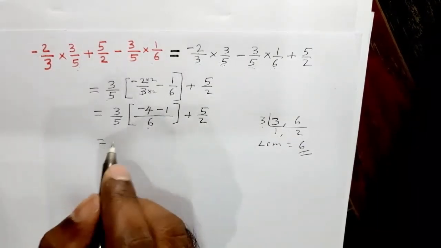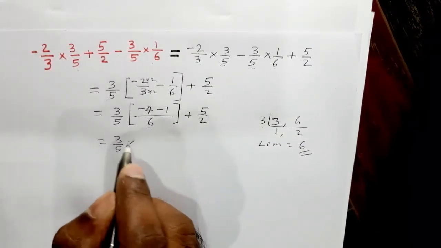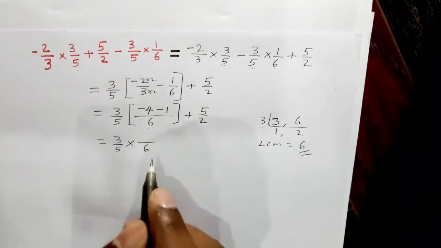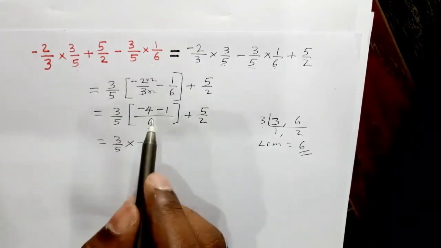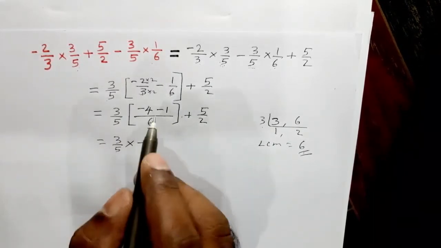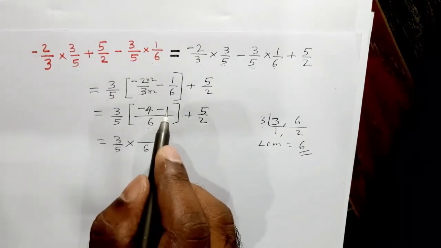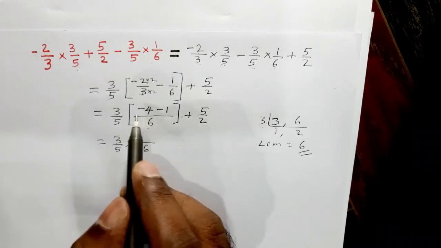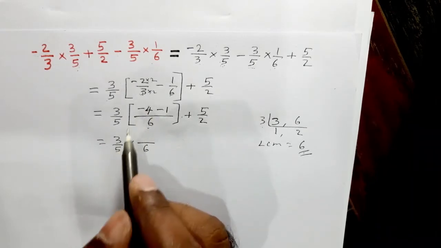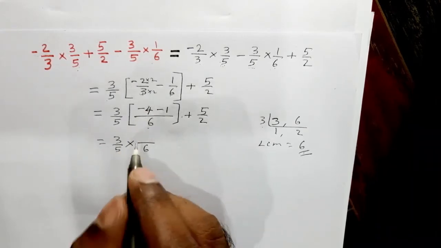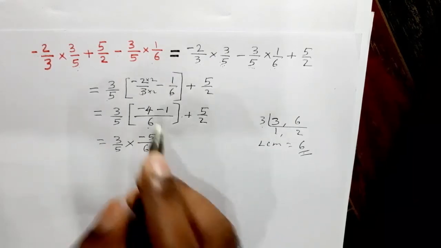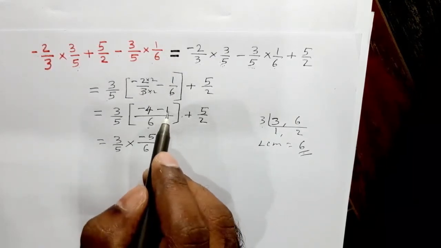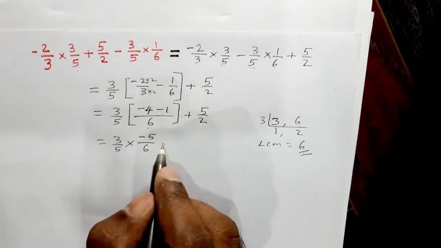Now we get 3 by 5 into, here the same denominator 6. No need of a bracket, because we already solved it and got a single answer. Minus 4 minus 1. Be careful, this is subtraction, not multiplication. If it is multiplication, we get a positive symbol. But minus 4 minus 1 means total minus 5. 4 to subtract, 1 to subtract, total 5 to subtract.